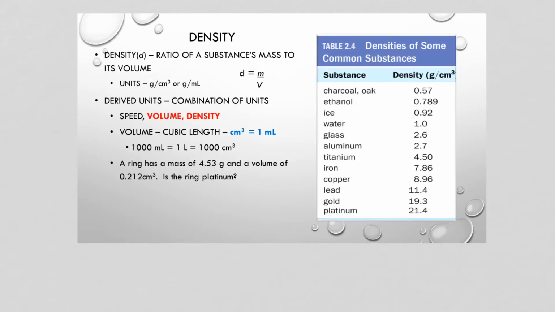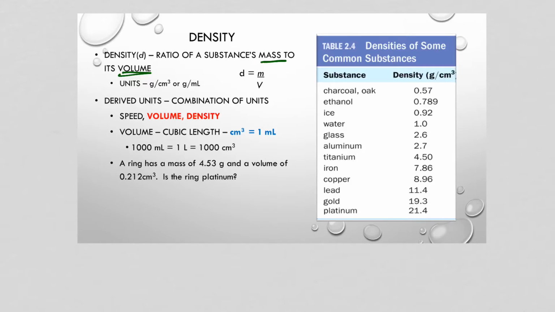Welcome. So today I want to close out our discussion of Chapter 2 by looking at the concept of density. Density, something that a lot of you may have heard of, is the ratio of a substance's mass to its volume. So how much mass does a given volume of a material have, in other words?